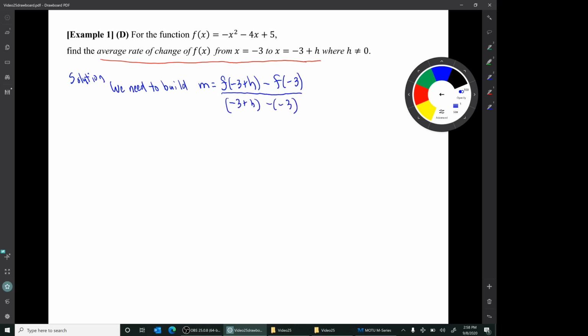Now we can simplify this sum immediately. We see that the -3's in the denominator cancel each other. That cancels that. Now we already have this quantity, f parentheses -3. We computed that on the previous page. But we need to get this quantity, f of -3 plus h. So we'll start with the empty version.